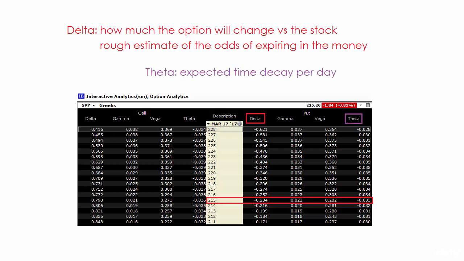Theta gives us the expected time decay per day. This option will lose about 3 cents of value every day until expiration. And this includes weekends, not just trading days. The rate of time decay is fairly steady until the last 3 weeks, where it decays much more rapidly. That's about all you need to know about options to use them successfully.